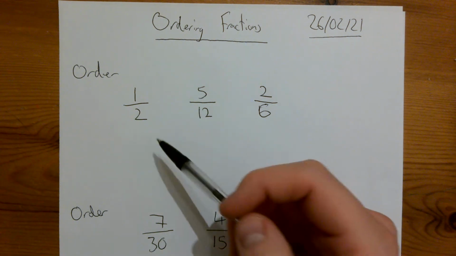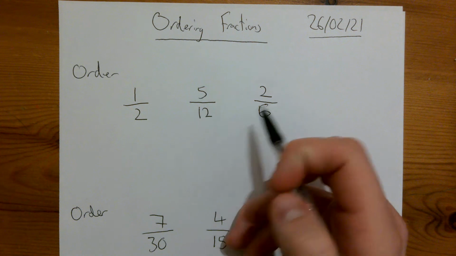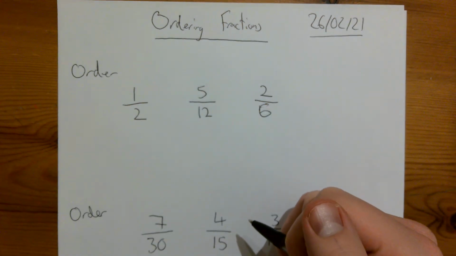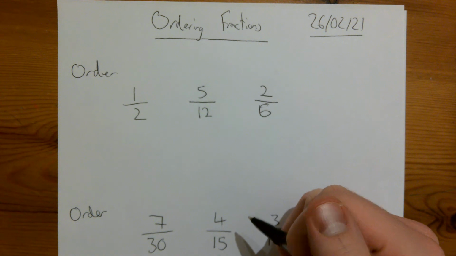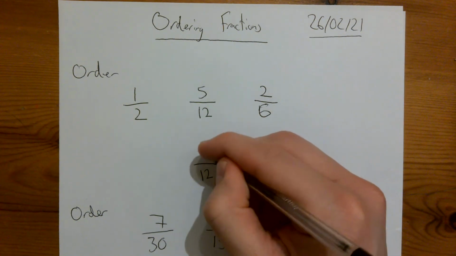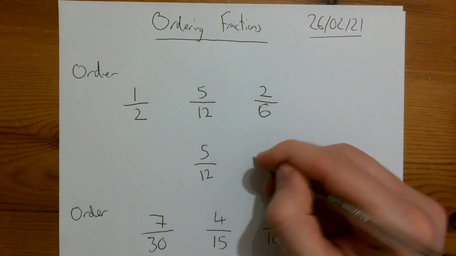So here we've got denominators of 2, 12 and 6, and I know that I can multiply all of those numbers up to make 12. Obviously this one's already over 12, but I can multiply the 2 and the 6 both up to make 12.